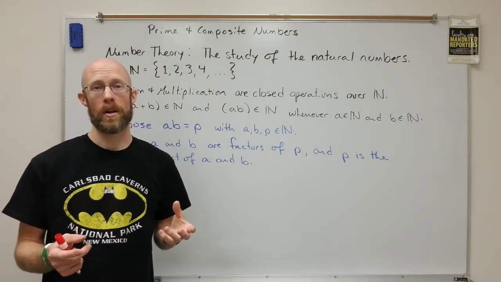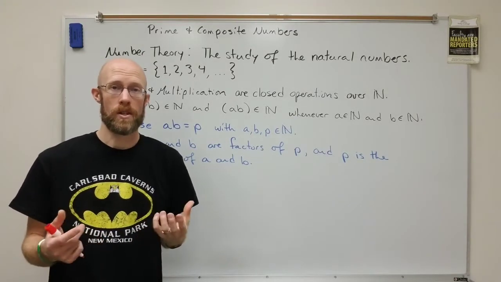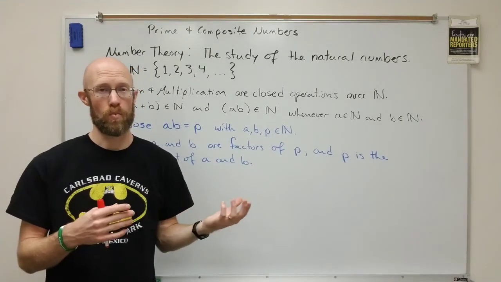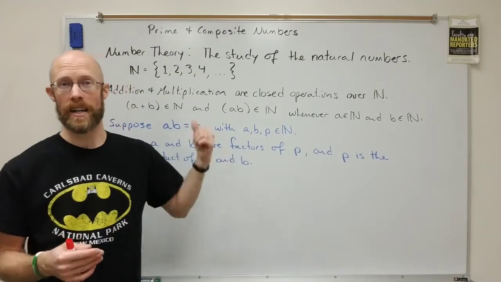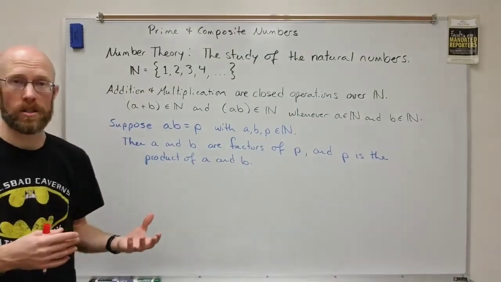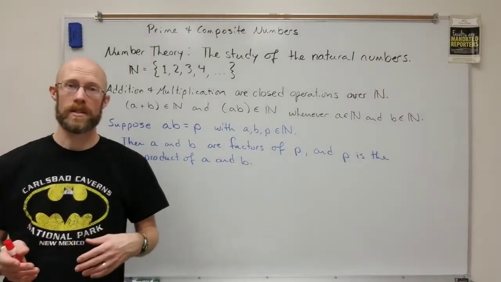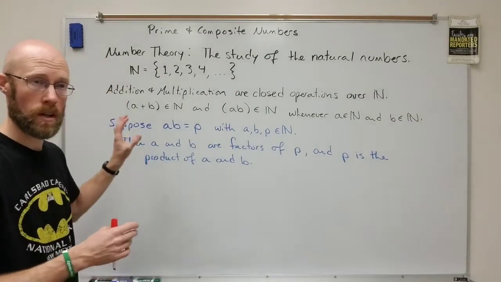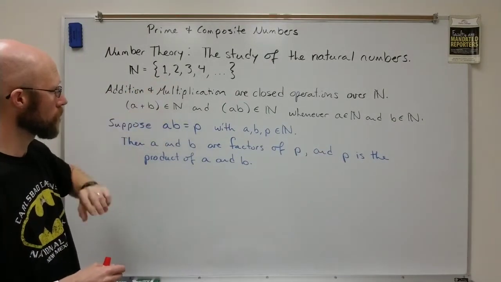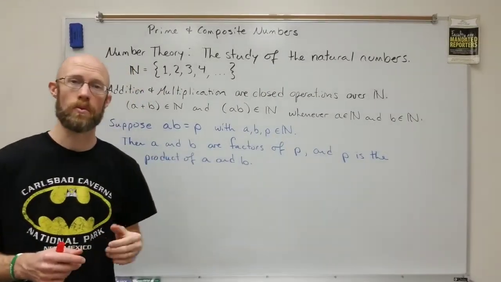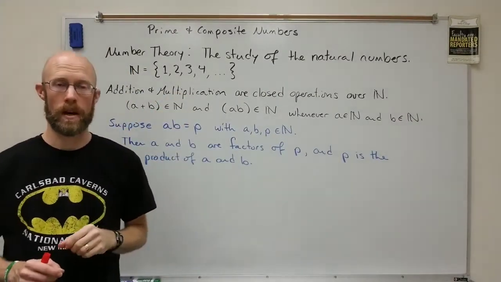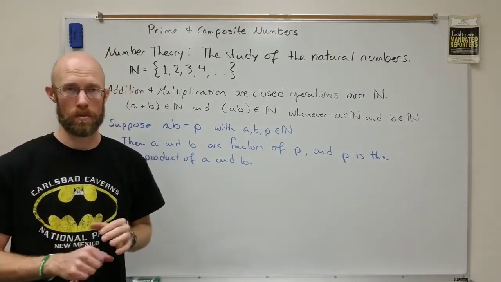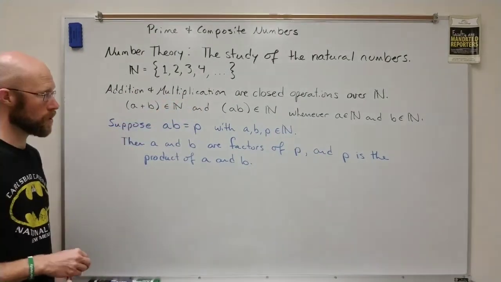That's not the case for subtraction or division. If you take two natural numbers and divide them, sometimes you get a rational number, like 1/2, that's not a natural number. Or if you do subtraction, you could do 4 minus 9, which is a negative number, also not in the natural numbers. So addition and multiplication are kind of special when it comes to the natural numbers. And in our particular study, we're really going to focus on the multiplication aspect. That's more applicable to what we're going to be studying, so we're going to go into multiplication very closely.